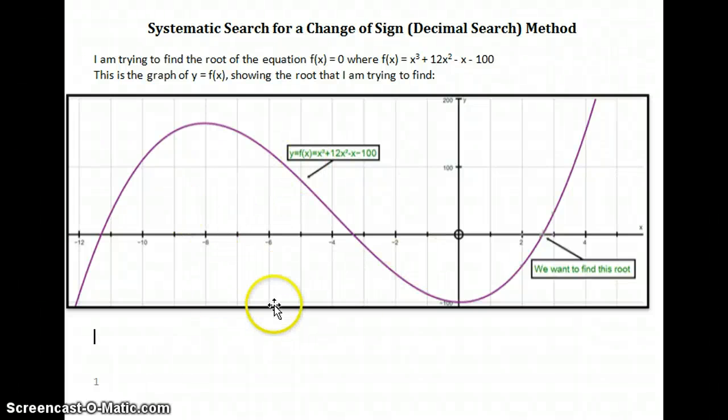Here we can see the graph of y equals f of x, where f of x equals x cubed plus 12x squared minus x minus 100. Here we can see the roots. We can see the root where the curve cuts the x-axis, which is seen to be between 2 and 4.